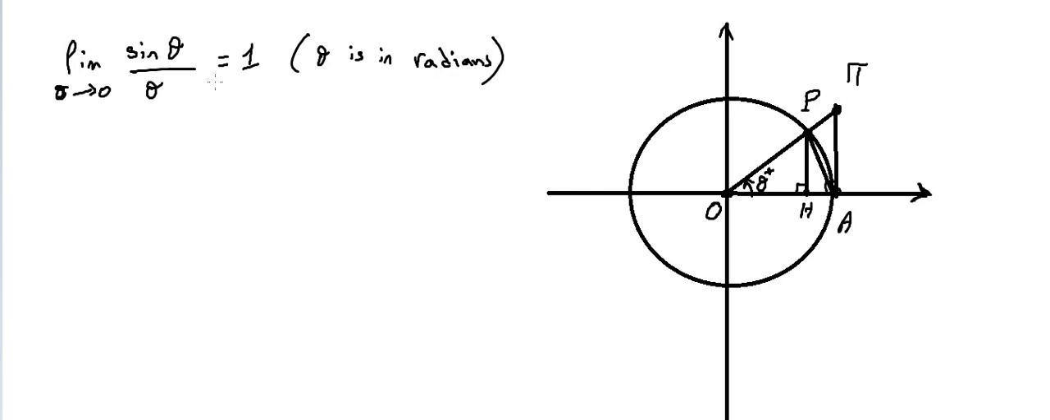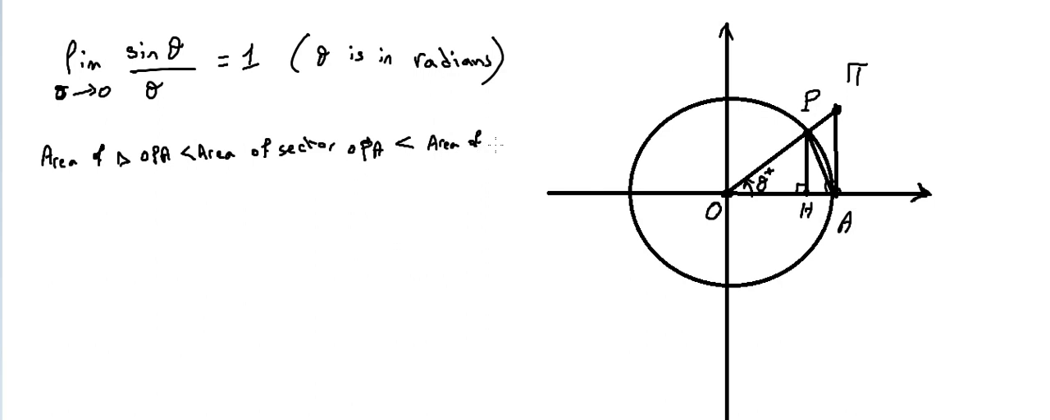I will use the sandwich theorem to prove that. But how to get to the sandwich theorem? Again, we are using theta approaches 0 plus. The area of triangle OPA in the figure will for sure be less than the area of the sector OPA, and it's very clear on the figure. The sector is more than that triangle, and it is less than the area of triangle OAT.